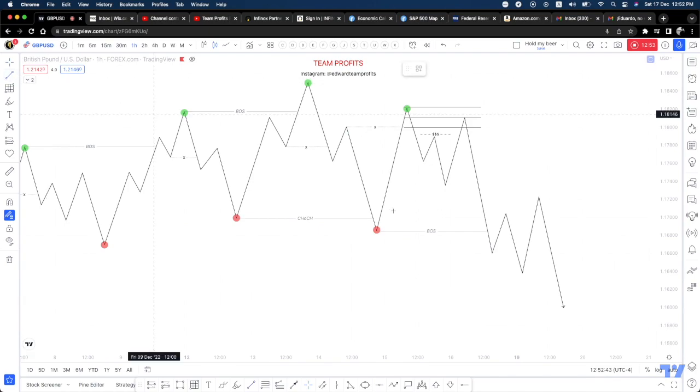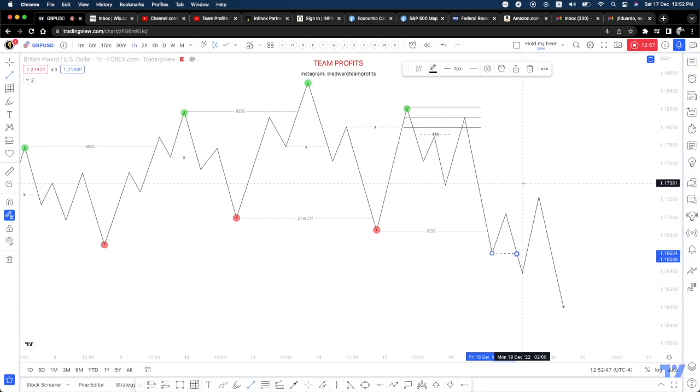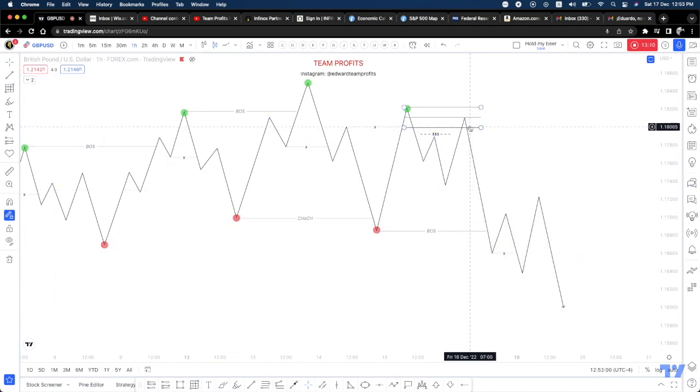What is this? Is this a BOS? Do you think this is a BOS? No, it's not a BOS. That's actually an inducement. The price did not break any structure. This is the first push right here. Just a push, little correction, and push.